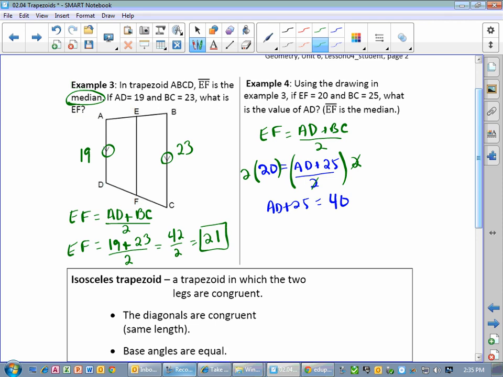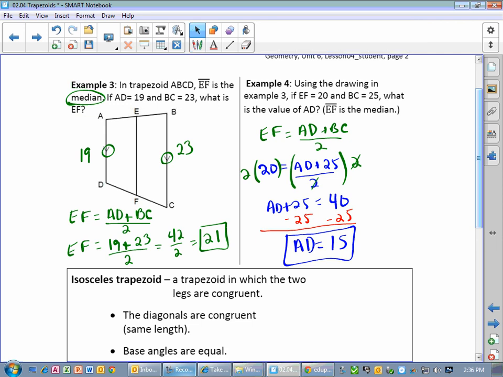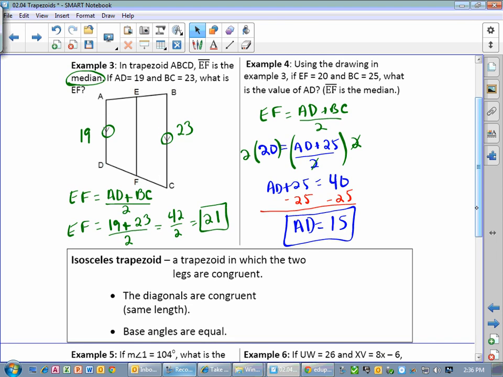So now how do we solve this? Again, algebraically. So we want to get rid of the plus 25. So we take away 25 from both sides. And so we get AD equals 15. Okay, so those are all for any trapezoid.